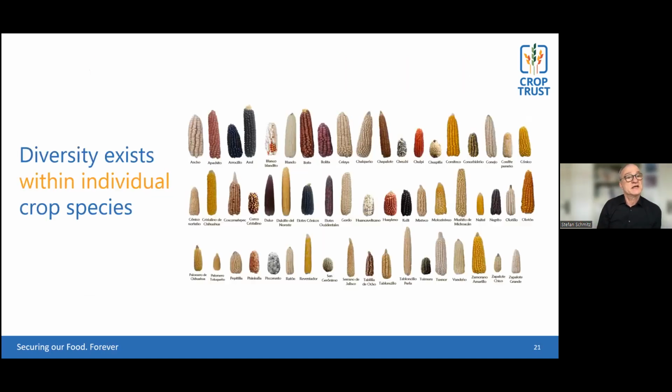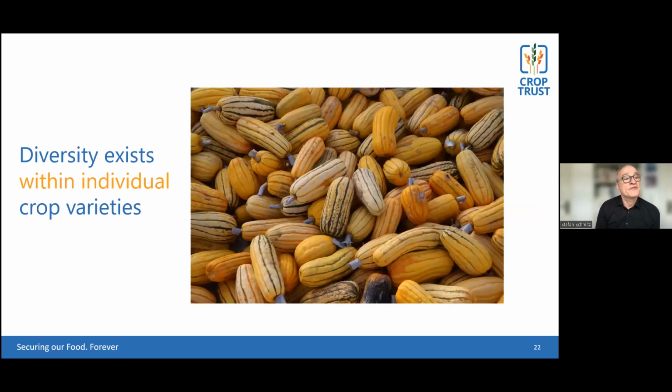Next slide, please. But diversity exists also within individual crop species. Next slide. And it exists within individual crop varieties, down to the genetic level. So diversity on many different levels. This is man-made biodiversity created over the last 12,000 years, since men started to go into agriculture.